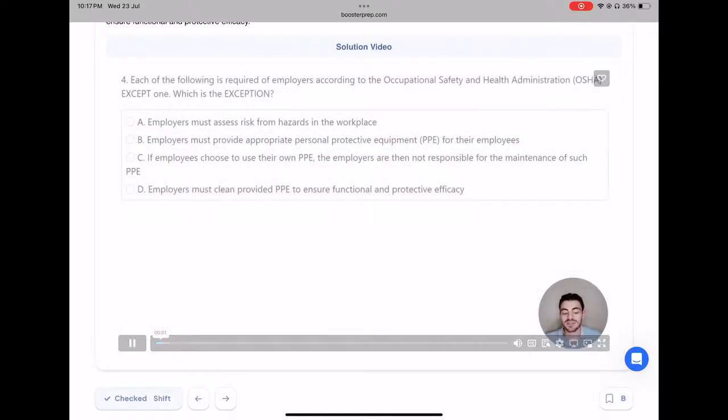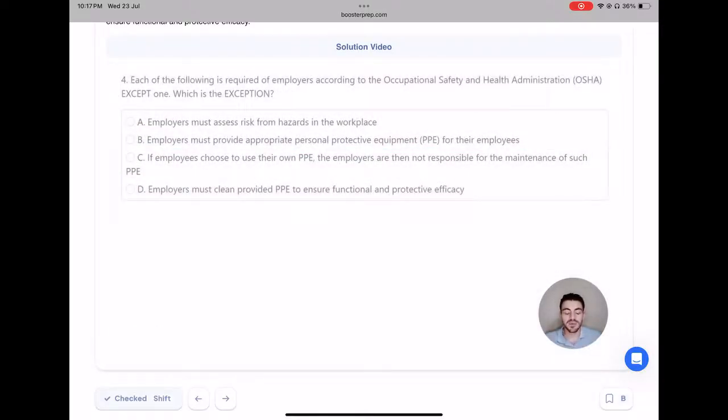So for question 4, it states, each of the following is required of employers according to the Occupational Safety and Health Administration, or OSHA, except one, which is the exception. So for this question, it helps to have an understanding of the employer's responsibilities concerning PPE.